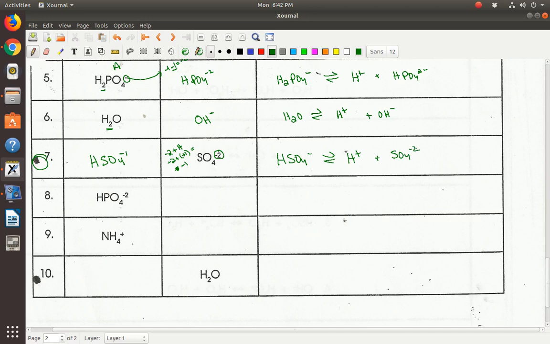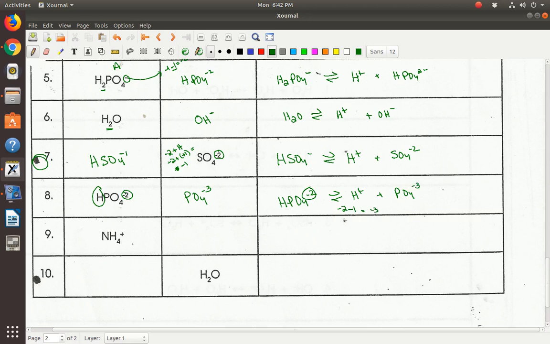Okay, now you try number 8. All right, hopefully you got it. We're going to donate this proton. So it becomes PO4. It was a minus 2. We're going to lose another one, so it's a minus 3. And so what's the total formula? HPO4 minus 2. We lose 1 more hydrogen. What's left over? PO4. But it was a negative 2, and we lost another hydrogen, so that's now a negative 3.